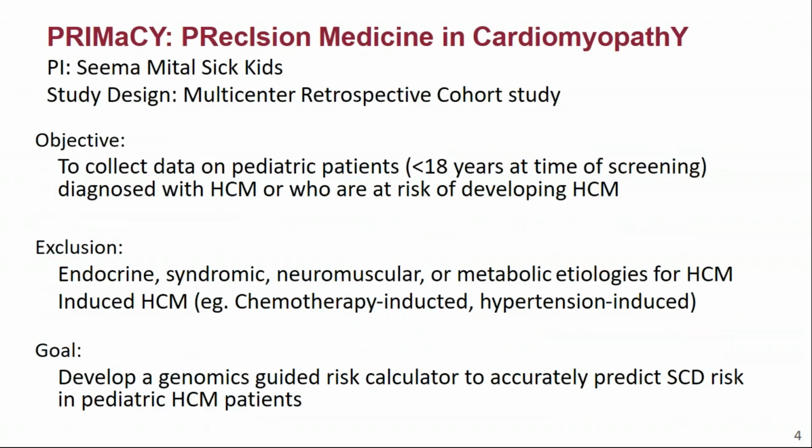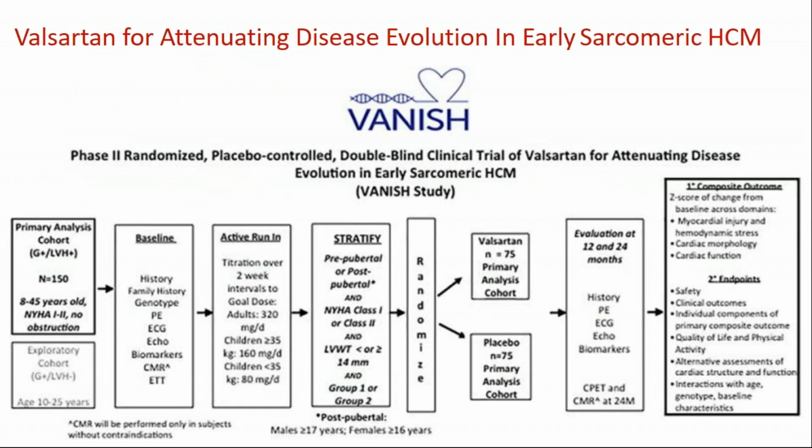And so now, in this other multi-center cohort study, they're trying to put together as many patients as we can from many different centers, trying to decide, well, what is that risk calculator for kids? Can we include genetic risk factors for that? And this is currently ongoing.